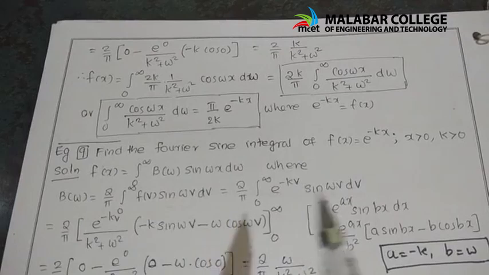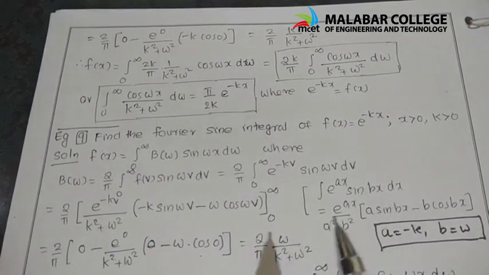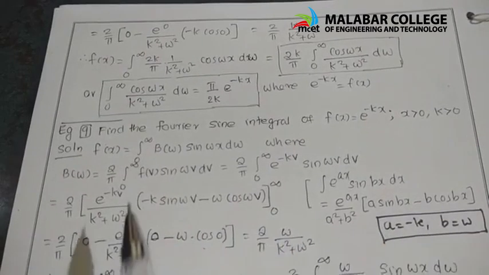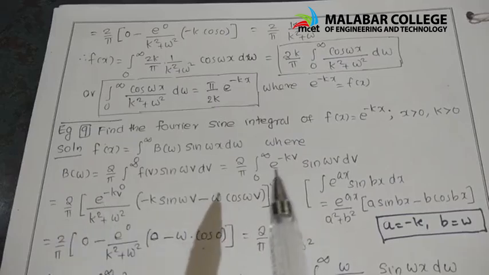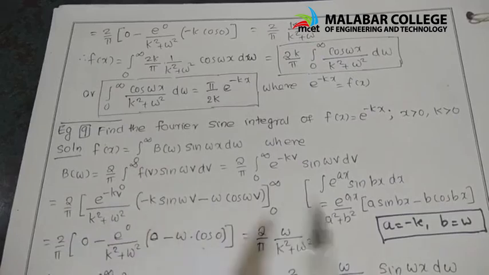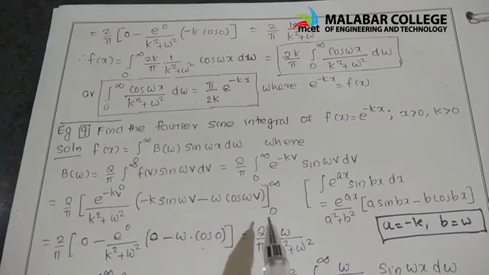Substituting, we have the integral of e raised to minus kv sin omega v dv. We have to apply the formula: the integral of e raised to ax sin bx dx equals e raised to ax by a square plus b square into (a sin bx minus b cos bx), where a is minus k and b is omega. Substituting, e raised to minus kv, by a square which is k square, plus omega square, into (a sin omega v minus b cos omega v), with a being minus k and b being omega. The integral is from 0 to infinity.